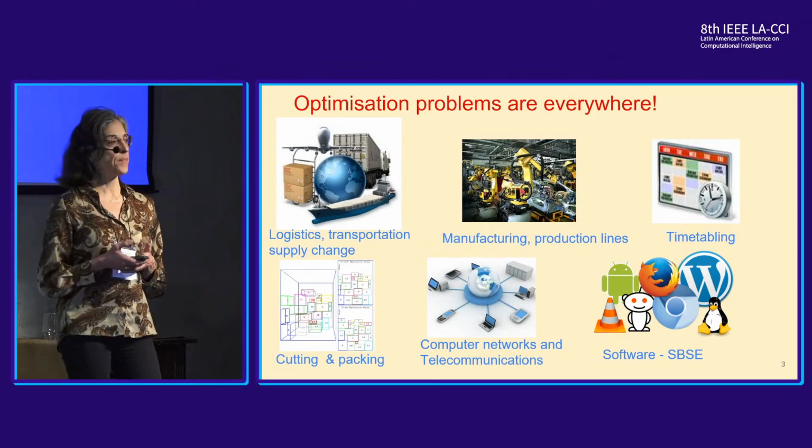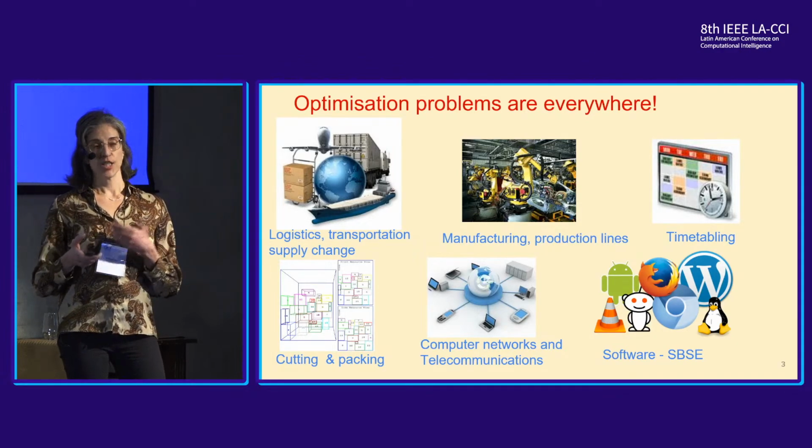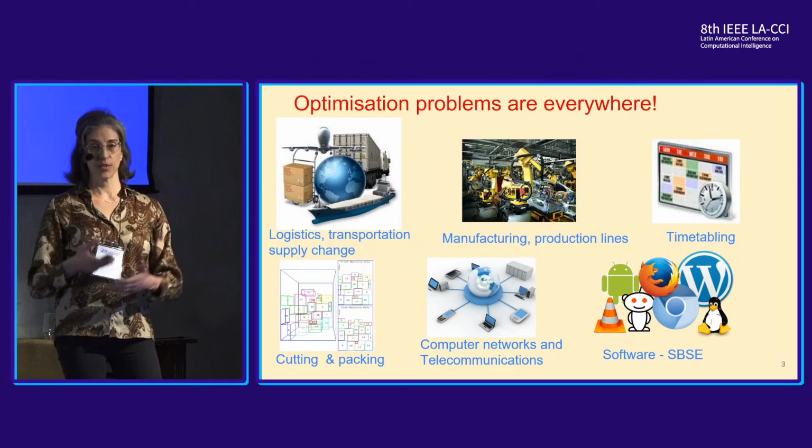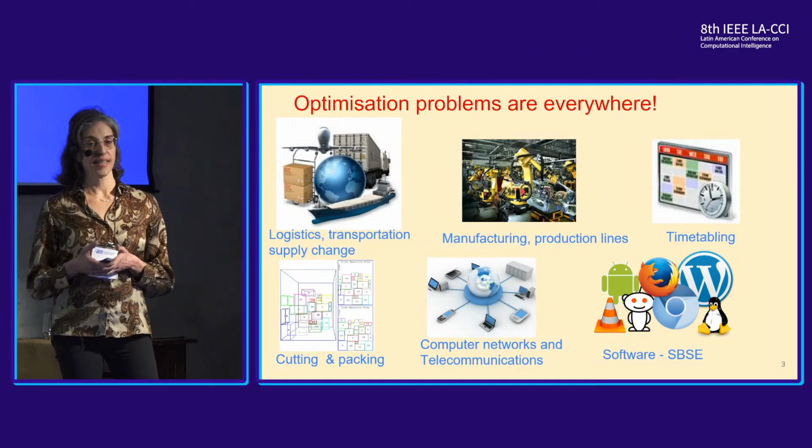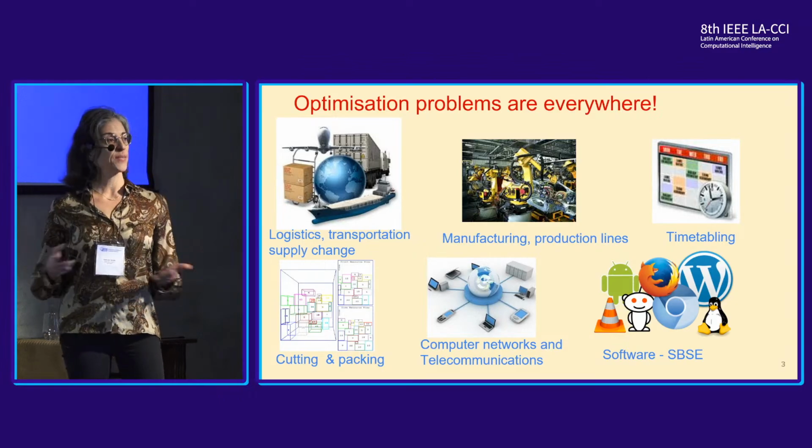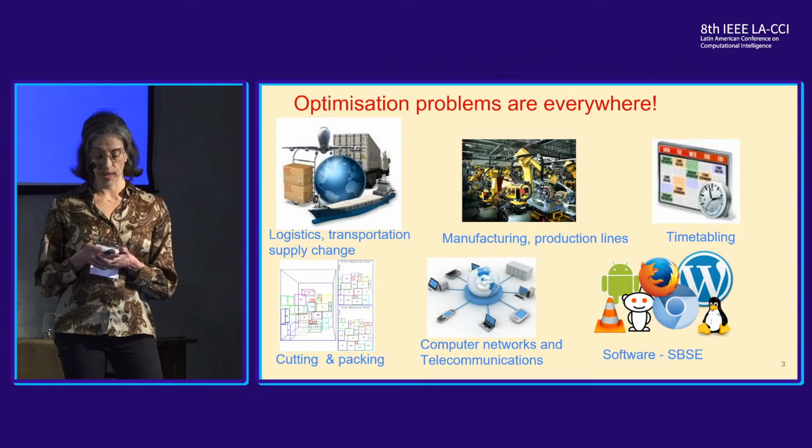There is an area that maybe you have also heard of, search-based software engineering. You can also optimize, for example, the automatic generation of tests. So optimization can be applied to many topics.